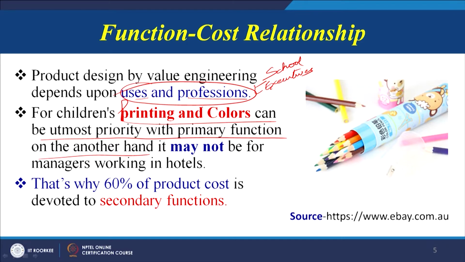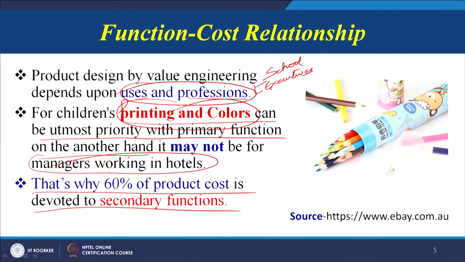So for children printing and colors is important, and on the other hand it may not be for the managers working in hotels or for executives attending a conference in a hotel. For them the printing and other messages printed on the pencil may not be that important. So that is why 60% of the product cost is devoted to secondary functions, which is our area of concern and which we want to target, and try to design a pencil which is less in cost but is able to satisfy the basic function for which it has been designed.